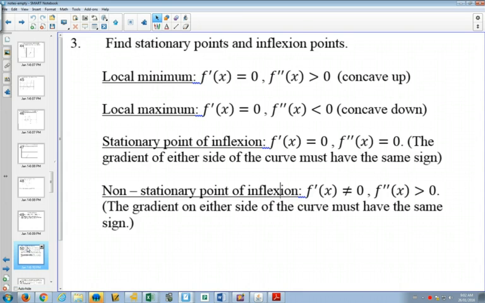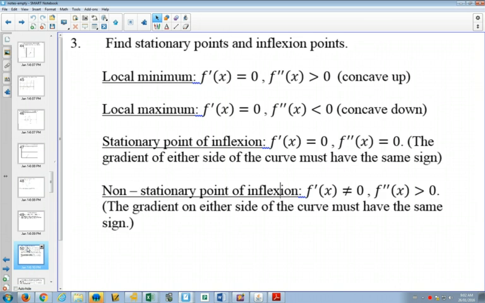Then you can go into your first derivative and your second derivative. You can find your stationary points, local mins and local maximums. The way that it's listed here, is this the first derivative test or is this the second derivative test? It's the second derivative test because it's using concavity.